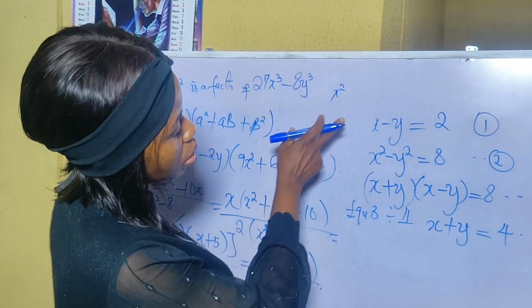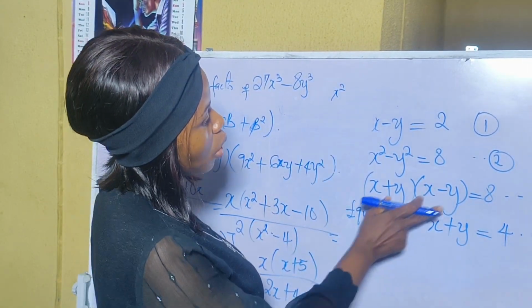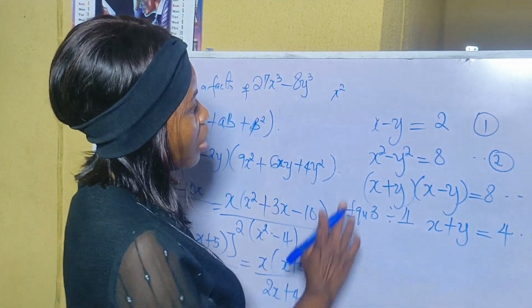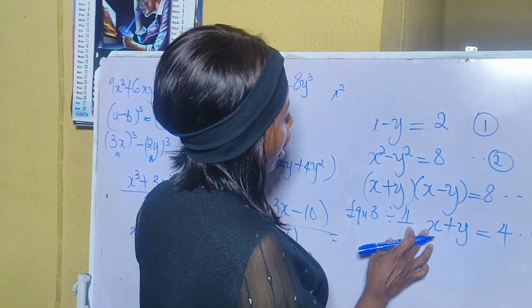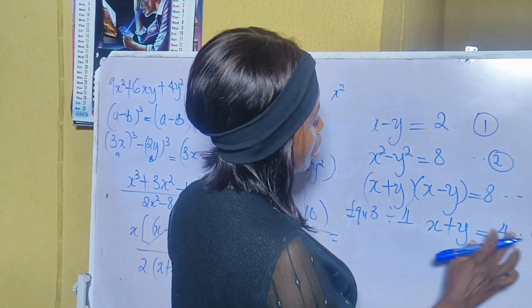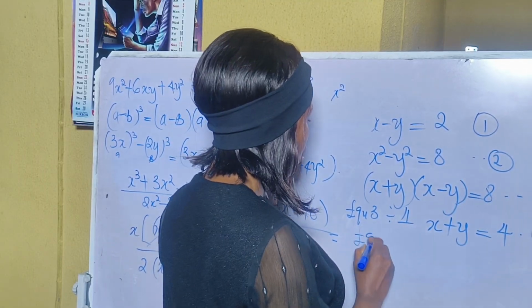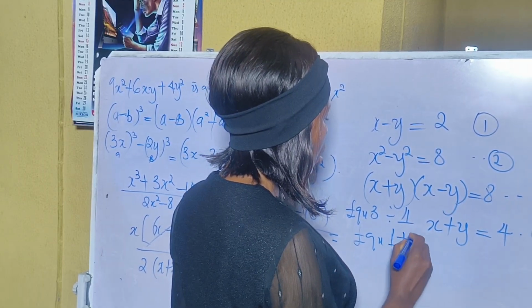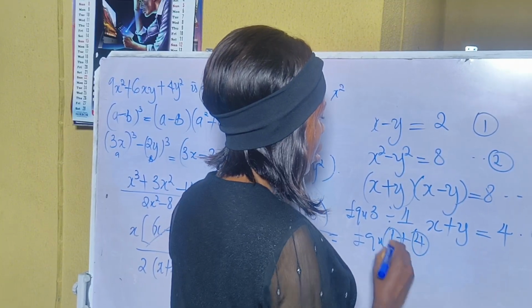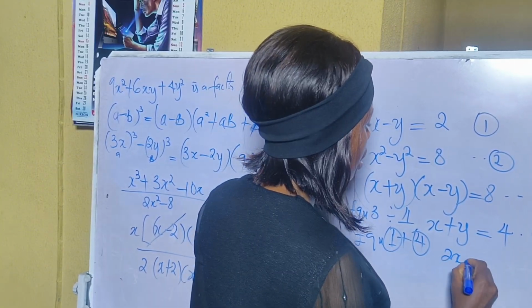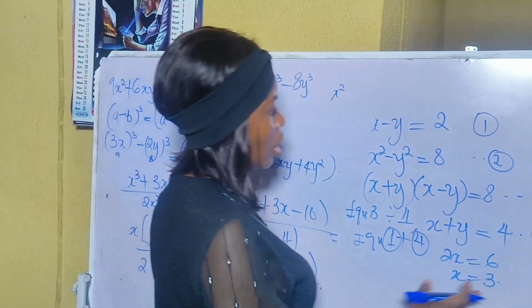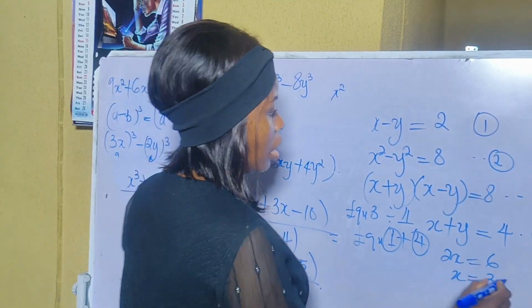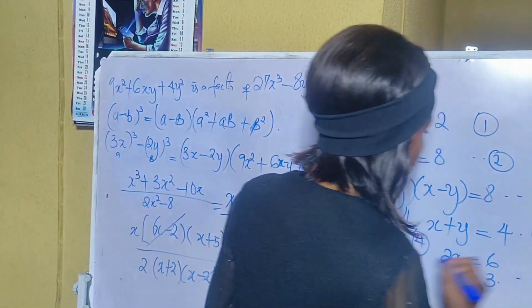So I can do equation 1 plus equation 4. If I do equation 1 plus equation 4, I'll have that 2x is equal to 6. Therefore, x is equal to 3. I can call this equation 5.